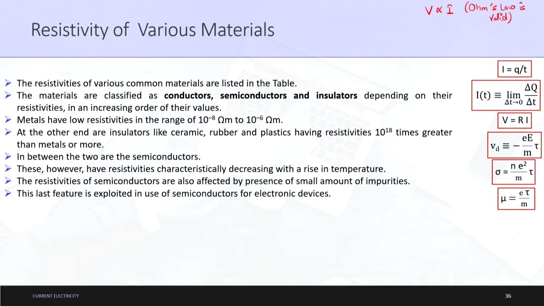Ohm's law is valid. Now, if Ohm's law is valid, we can remove the proportionality sign and include it by using the value of a constant, and hence V is equal to IR.